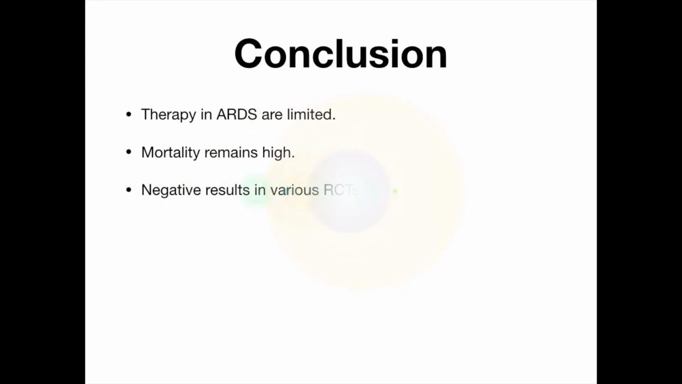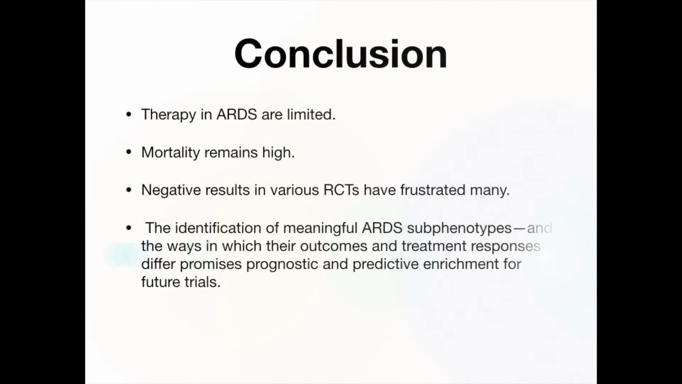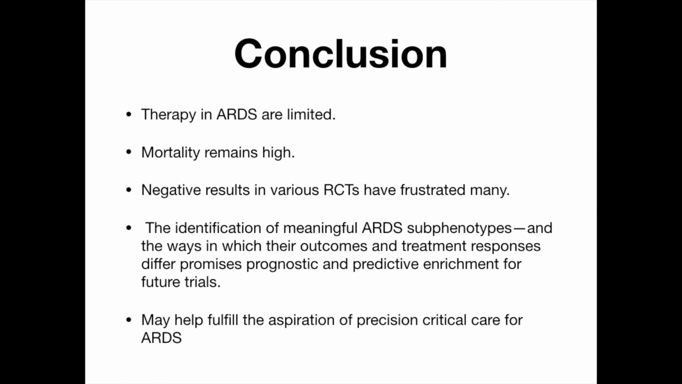So to conclude, therapies in ARDS are limited. The mortality still remains high. The negative results in various RCTs have frustrated many people and clinicians. But the identification of meaningful ARDS subphenotypes, and the way in which the outcomes and the treatment responses differ, promises prognostic and predictive enrichment in future trials. This may help fulfill the aspiration of precision critical care to be delivered to the patients of ARDS.